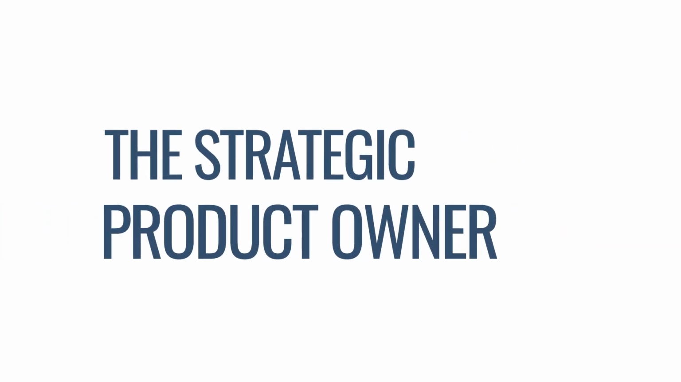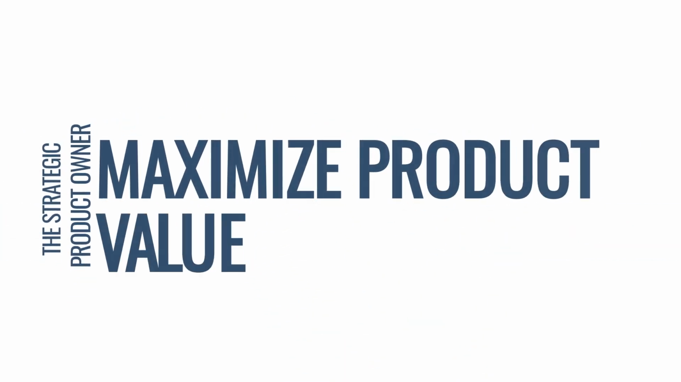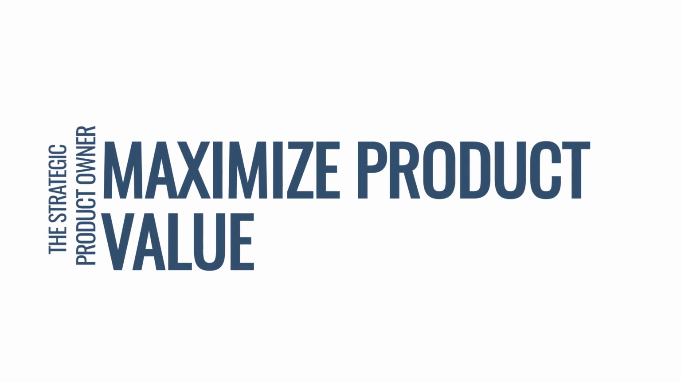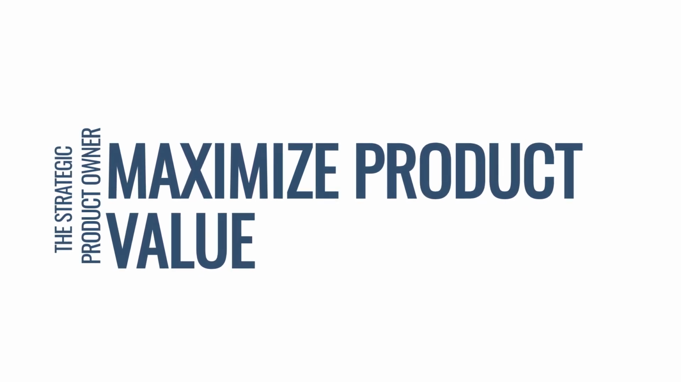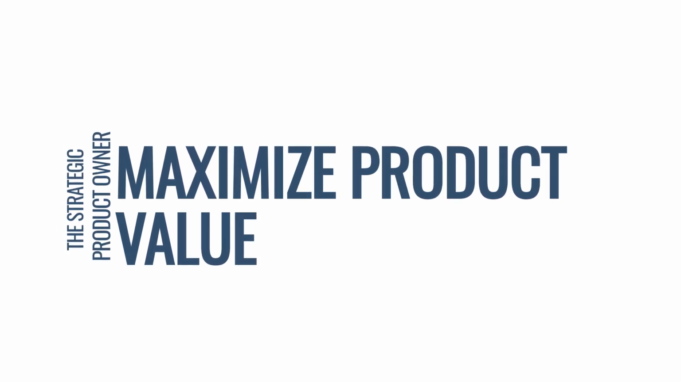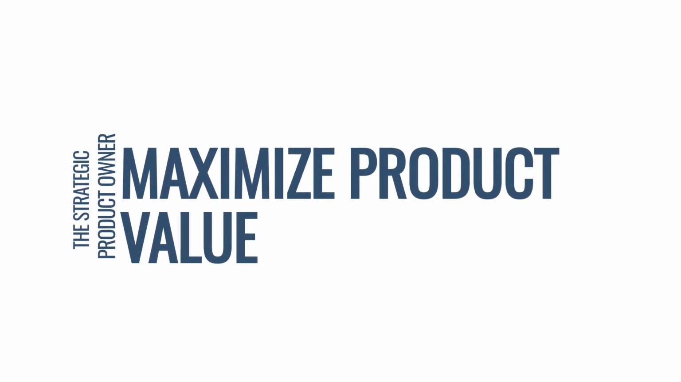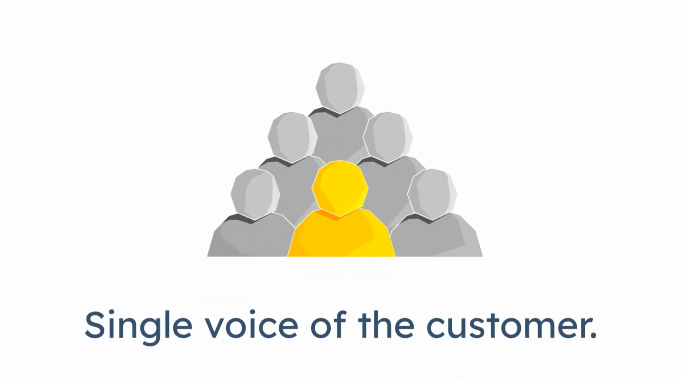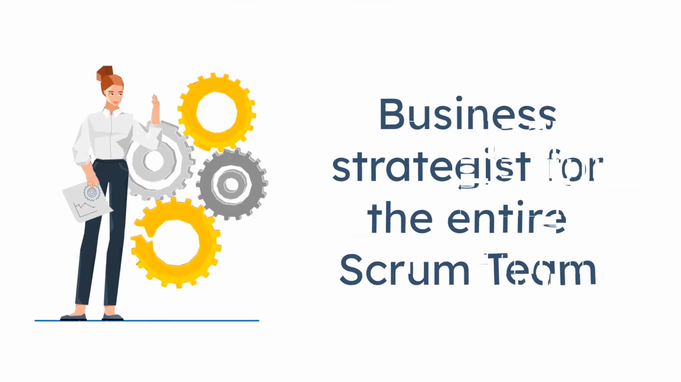Is your product direction clear, or does it shift every week? The person responsible for defining that direction and maximizing the product's value is the product owner. The product owner is not a manager, secretary, or committee. They are the single voice of the customer and the business strategist for the entire Scrum team.